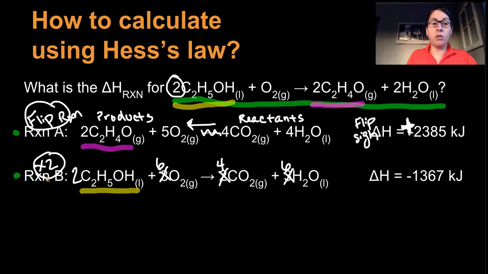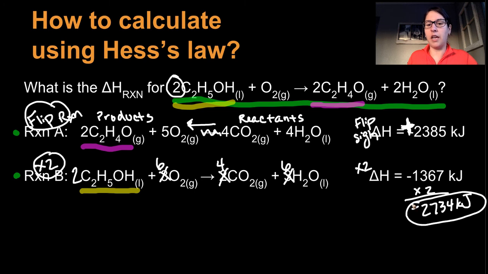Now what I do to the reaction, I also have to do to my enthalpy. So now I'm going to multiply my enthalpy times 2. It's still going to remain negative, but now I'm going to multiply this number times 2. And when I do that, I get a negative 2,734 kilojoules. Okay. So now this is my delta H when this is multiplied times 2.